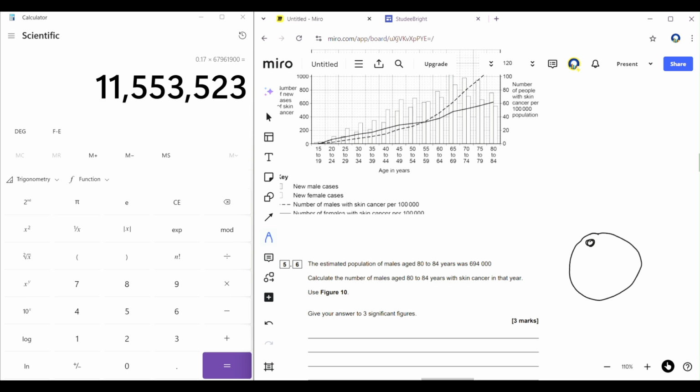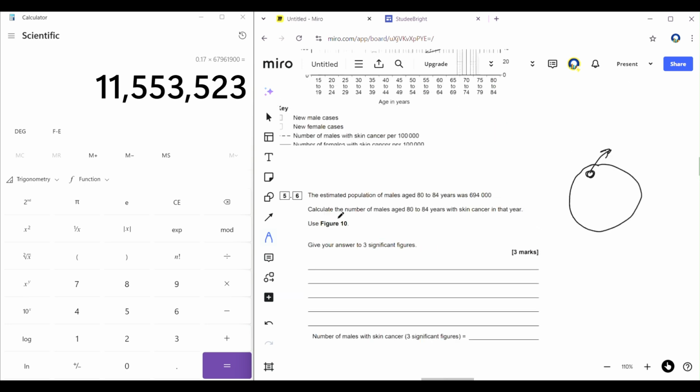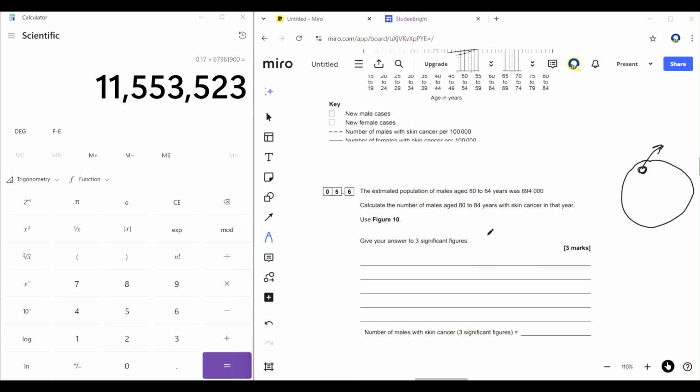So we want to know what the ratio is. What would be that small amount, okay, of people that would have skin cancer? That is how you can think of it. So use figure 10 for this. So you have to use figure 10 for this and give your answer to 3 significant figures. So we have to make sure that our final answer has this term to it, okay?